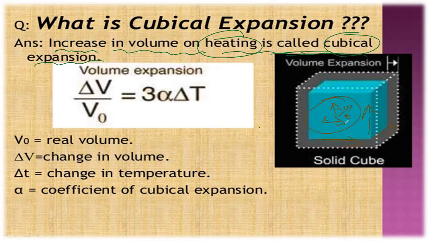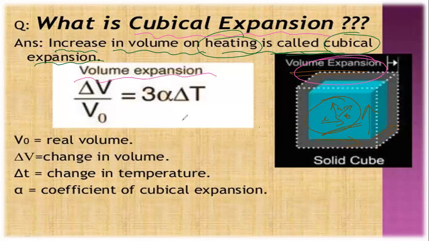So when these three components get changed, then we will observe that the body will have a new volume. वहां पर एक नया volume हम लोगों को देखने को मिलेगा, and that is the main component which we are seeing in the cubical expansion. तो जब हम लोग cubical expansion को पढ़ते हैं, तब हम लोग volume में change को देख सकते हैं. So over here you can see this V0 is representing the real volume or the actual volume of the body. This delta V is representing the change in the volume. This delta T is representing the change in the temperature.